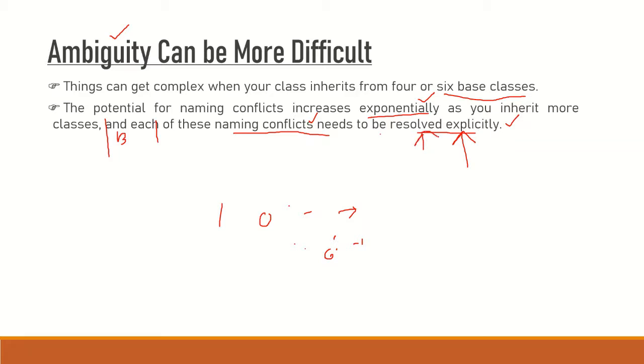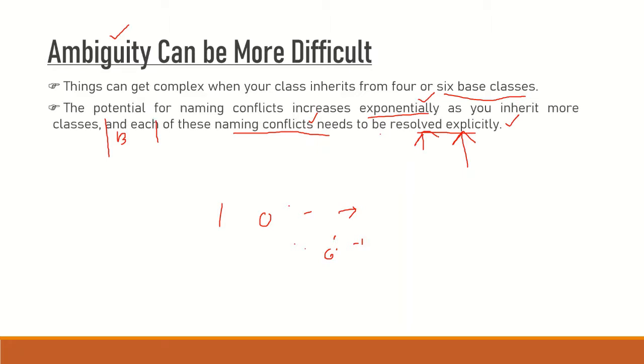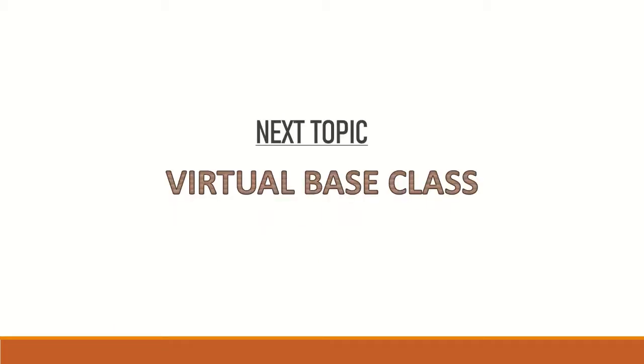So this is the thing about multiple inheritance. This is the problem you should remember. We called it ambiguity. This is all about multiple inheritance. In the next lecture, we're going to introduce another part of inheritance, which I think will be the last part of your module 4. We call it virtual base class inheritance. We're going to discuss virtual base classes.